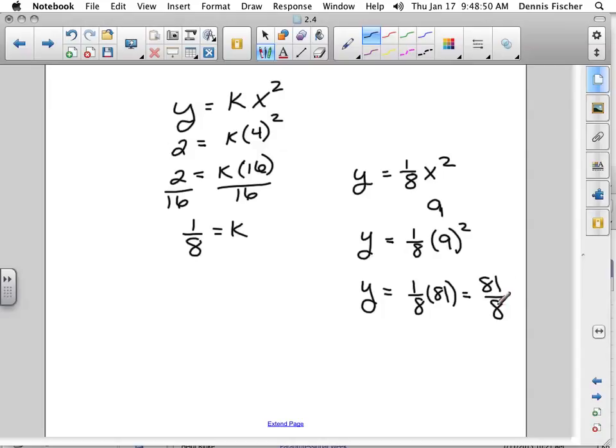So is y 3? No. So my error is they computed the wrong number on the second part. When x is 9, y is not 3, y should be 81/8. There are different ways of solving this, it just depends on which way you look at it. So my answer to that one would be, when x is 9, y is 81/8.